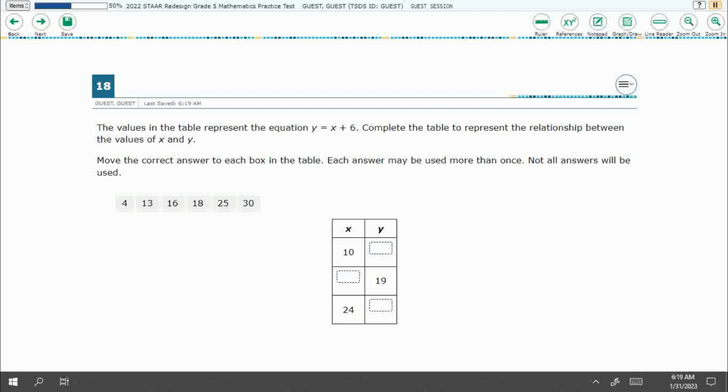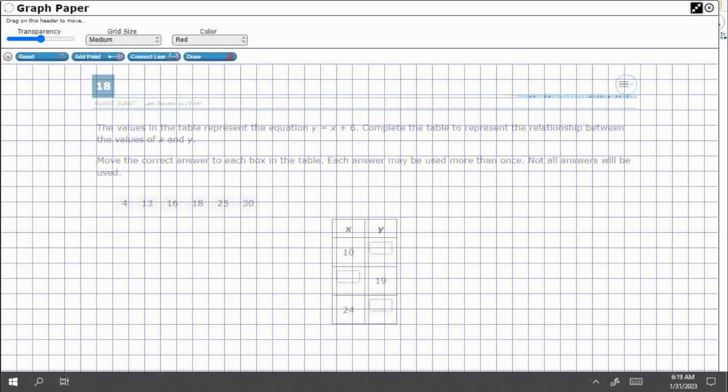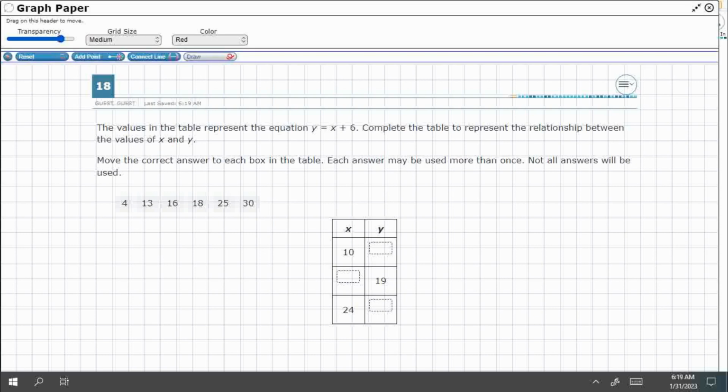This is a 3-point problem. Sorry, this is a 3 answer problem, but there's only 2 points, which means if you get all 3 answers correct, you get 2 points. If you get 2 answers correct, you get 1 point. If you only get 1 answer correct or 0 answers correct, you don't get any points. So you have to get at least 2 answers correct to get half credit here.